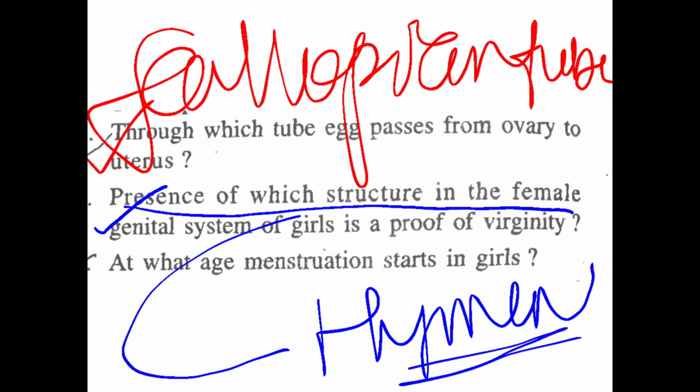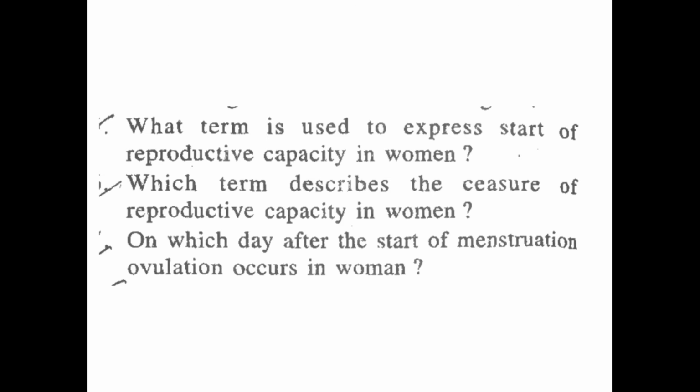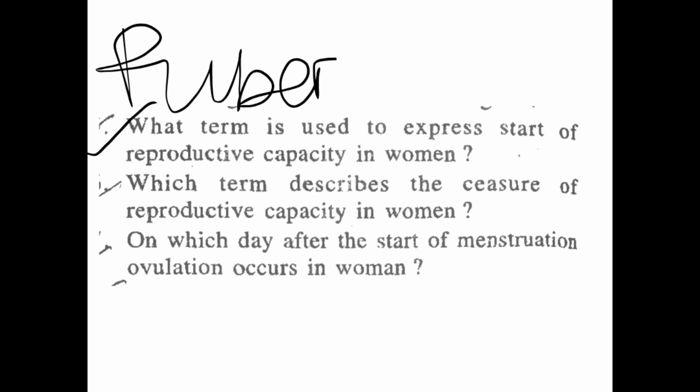At which age does menstruation start in a girl? You know this, it is 12 to 13. Okay, next. What term is used to express the start of reproductive capacity in women? You know that, that is very simple, that is menarche. The start of reproductive capacity in both male and female is puberty, and especially in females, that is puberty menarche.